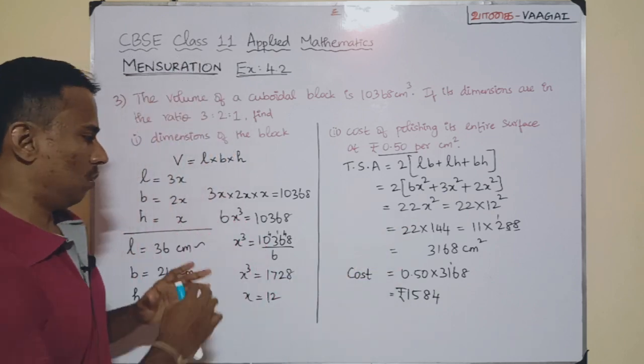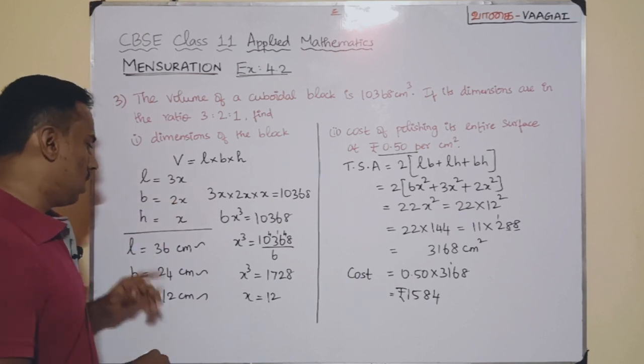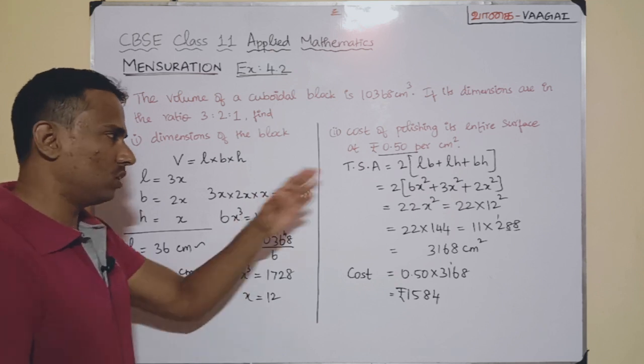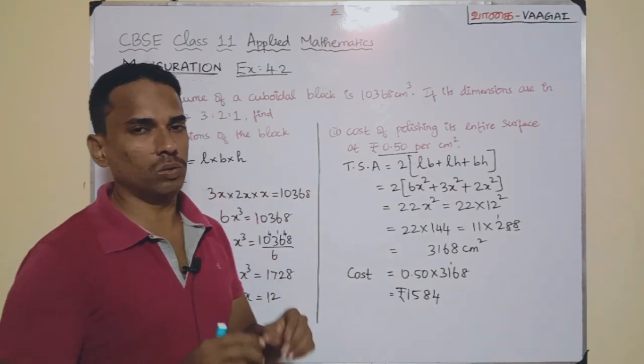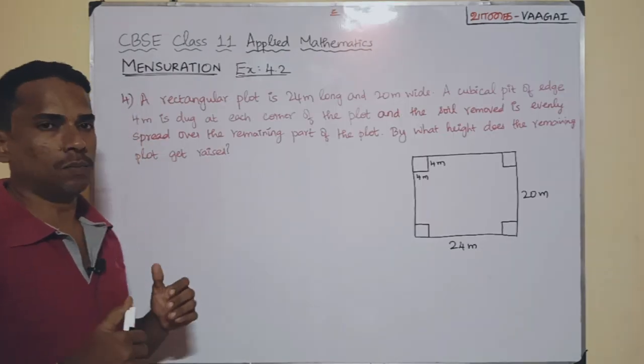So I believe both these subdivisions are clear to you. So the first question, the answer is length is 36 centimeter, breadth is 24 centimeter, height is 12 centimeter, and for the second subdivision, the answer is rupees 1584. Now these are going to be the answers for your question number 3. Next we have question number 4 with us.